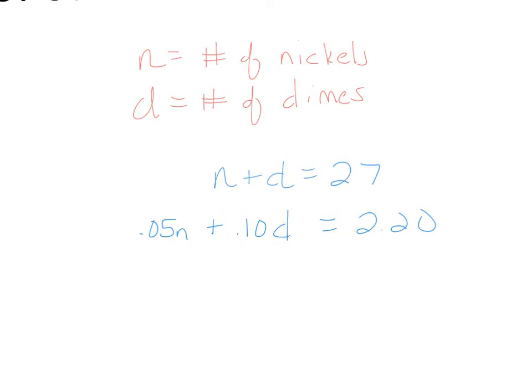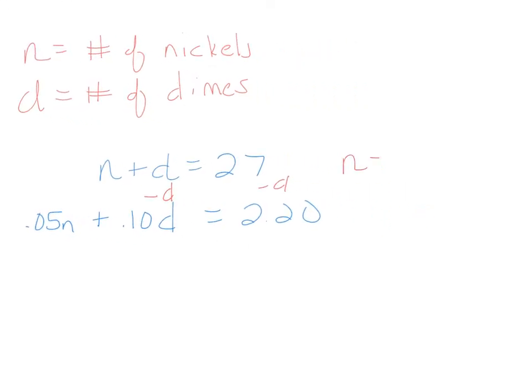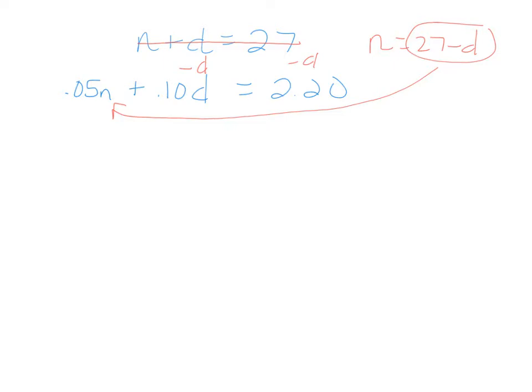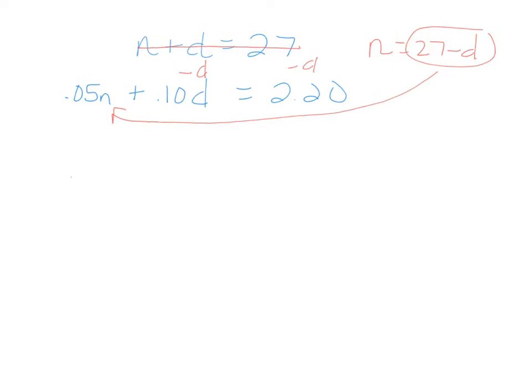Okay, so now if I'm looking at this, I could do elimination and I could go ahead and multiply by like negative 0.05 or negative 0.1. I actually think substitution might be a better way to go here, and we'll go ahead and review it anyway. So I'm going to go ahead and subtract the D over to the other side. So I'm going to get N equals 27 minus D. Now remember, once you do that, he's out. And we're going to put this in place of the N since it's N equals. Okay. So I've got 0.05. Take the N out and put 27 minus D in its spot there, plus 0.10 D equals 2.20.